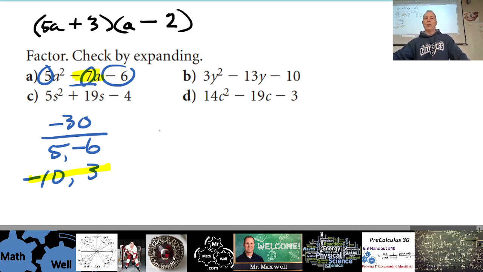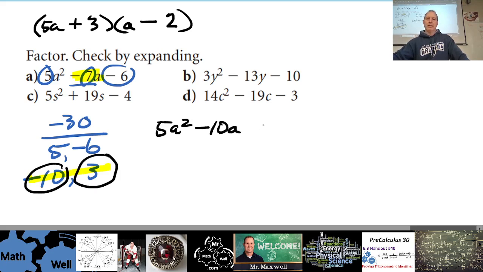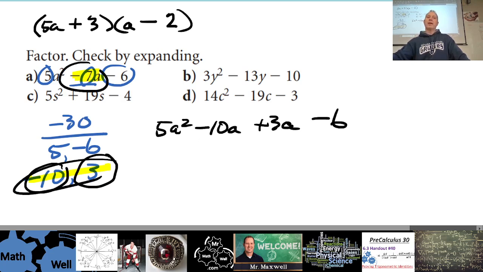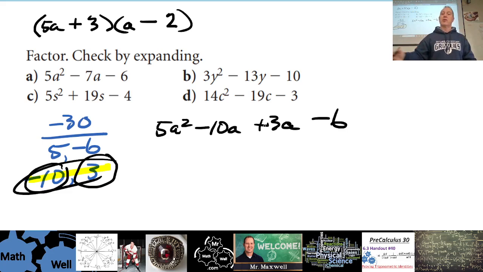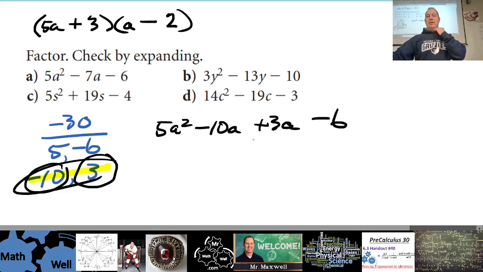So now you rewrite the trinomial like this, 5a squared, and then, doesn't matter the order really, minus 10a plus 3a. See, that's how we decompose the middle term there. And then minus 6. So I'm rewriting this trinomial with the middle term split up. And remember, that's kind of the middle step in expanding, right? Remember that? So we are literally working backwards step by step now. So decomposition helps us to work backwards step by step.